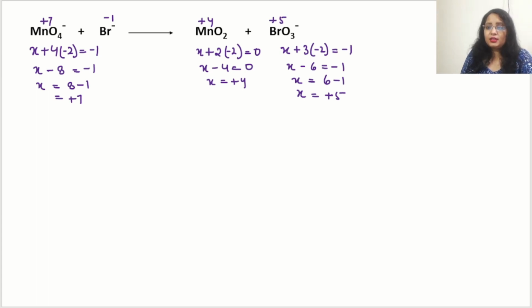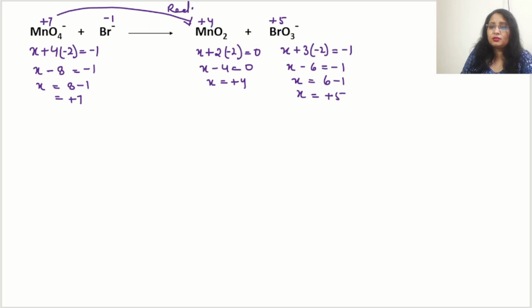So we can see clearly that manganese goes from plus 7 to plus 4, that is, the oxidation number is decreasing. A decrease in oxidation number means reduction, so manganese is undergoing reduction. In the same way, bromine is going from minus 1 to plus 5, that is an increase in oxidation number, so an increase in oxidation number means oxidation. Now after identifying the oxidation half and reduction half, we will write them.